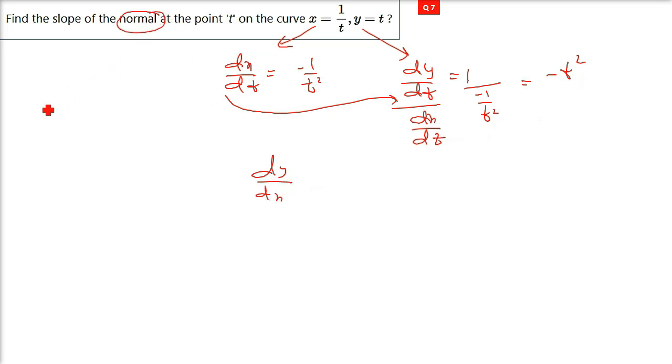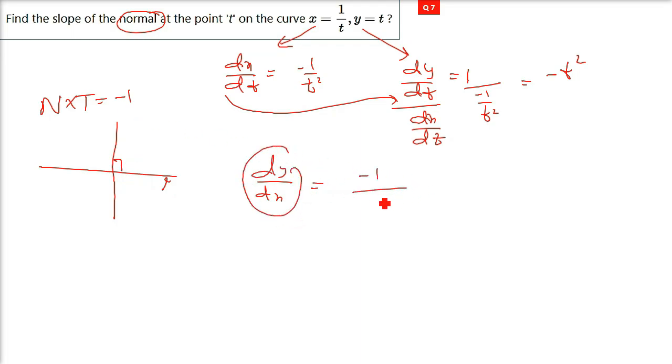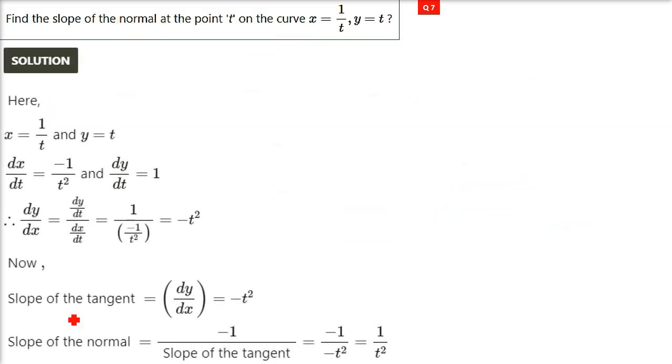So we have found out the slope of which one? Tangent. Normal and tangent, if you multiply the slopes, you're going to get minus 1. That means you have to find out not dy by dx, you have to find out minus 1 by dy by dx. So we have minus 1 here. What is dy by dx? It is minus t square. So minus minus gets cancelled. You will get 1 by t square. And since there is no t, this will leave it with this. So the step-by-step discussion is this one. You have to follow this while writing.